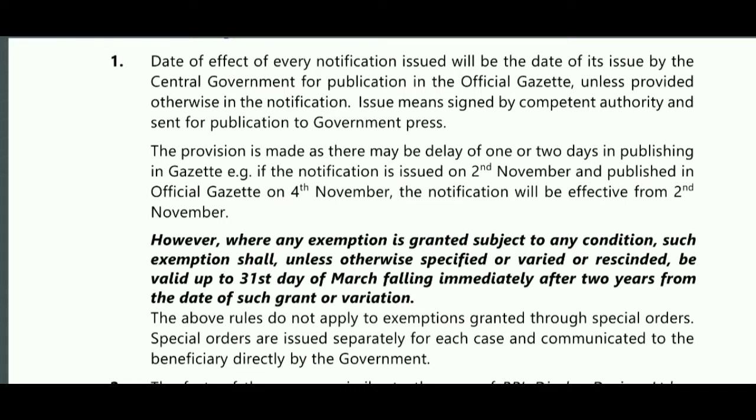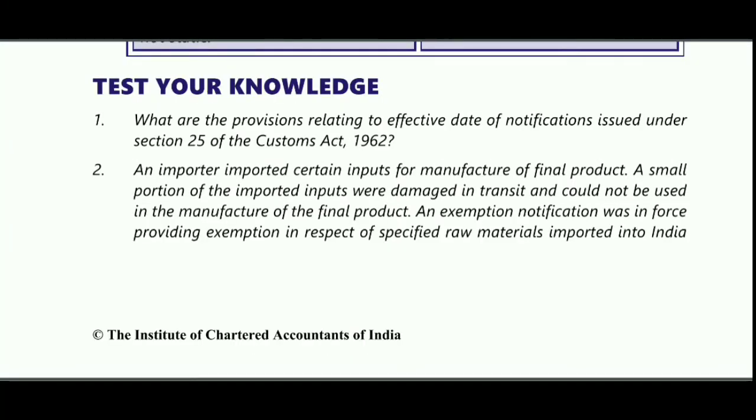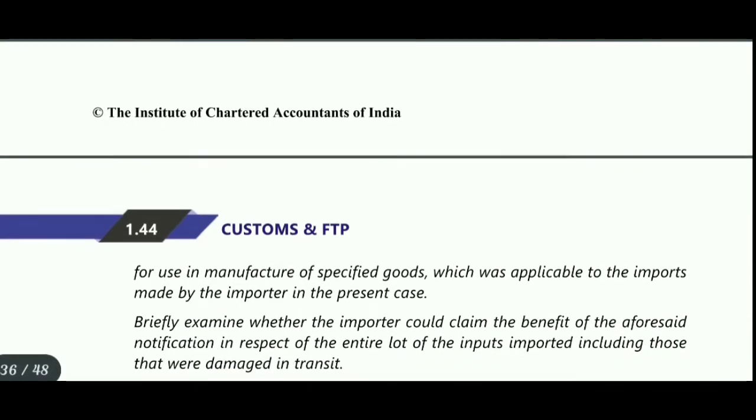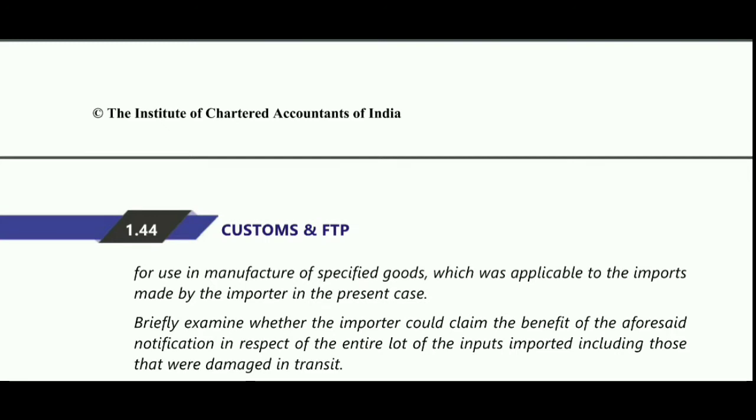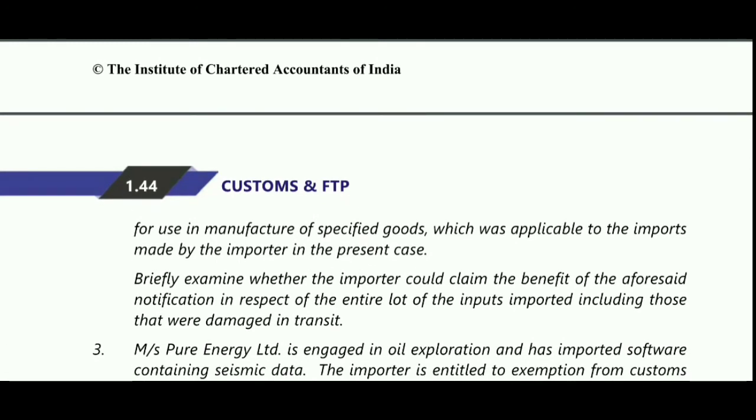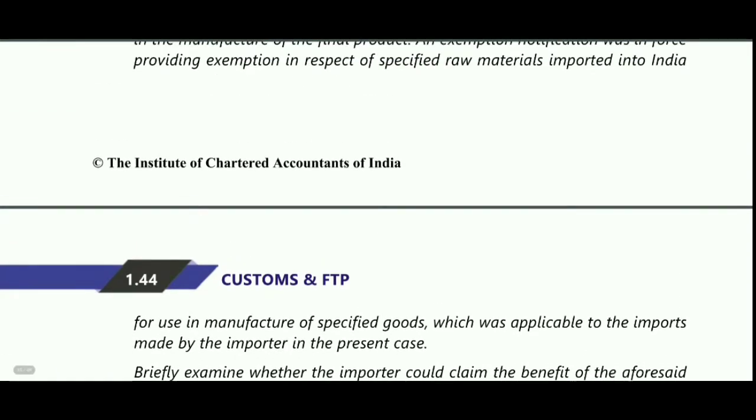That's it. Now let's move to the second question that reads, an importer imported certain inputs for manufacture of final product. A small portion of the imported inputs were damaged in transit and could not be used in the manufacture of the final product. An exemption notification was in force providing exemption in respect of specified raw materials imported into India for use in manufacture of specified goods, which was applicable to the imports made by the importer in the present case. Briefly examine whether the importer could claim the benefit of the aforesaid notification in respect of the entire lot of the inputs imported, including those that were damaged in the transit.